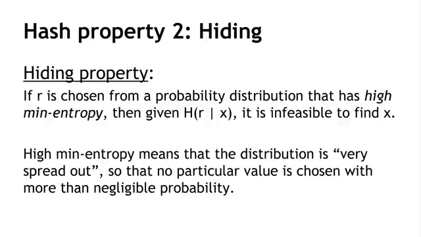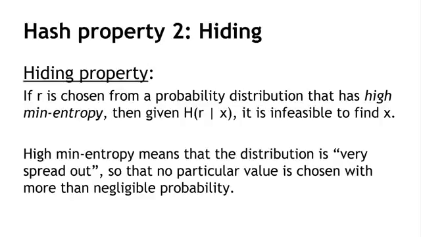And the way we're going to fix this problem with the common value x, like heads and tails, is we're going to take the x and concatenate it with a value r, which is chosen from a distribution that's really spread out. And so this H of r concatenated with x means take all the bits of r and put after them all the bits of x. And so what we're going to say is, given the hash of r together with x, it's infeasible to find x, and that this will be true in the formally stated property that if r is a random value chosen from a distribution that has high min-entropy, then given the hash of r concatenated with x, it's infeasible to find x. And what does high min-entropy mean?